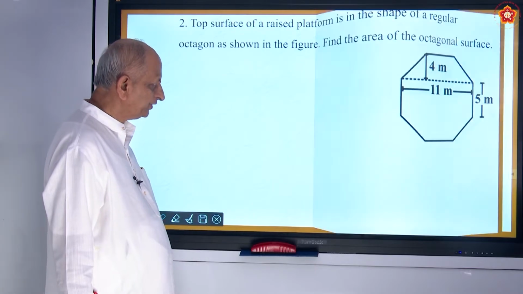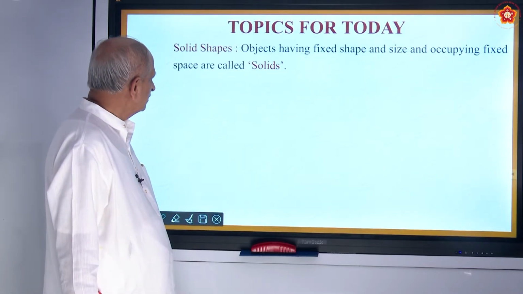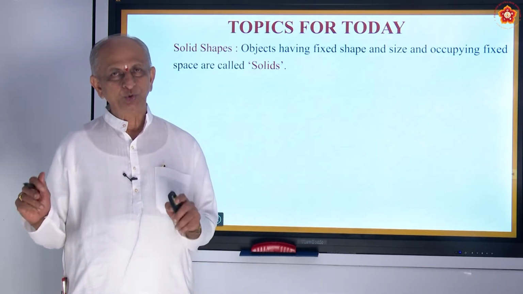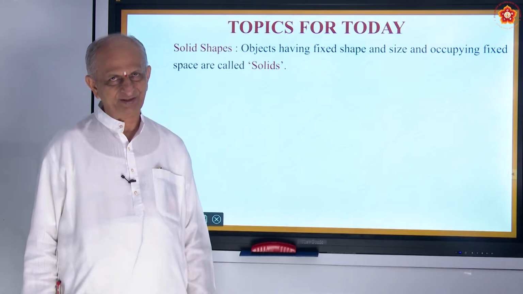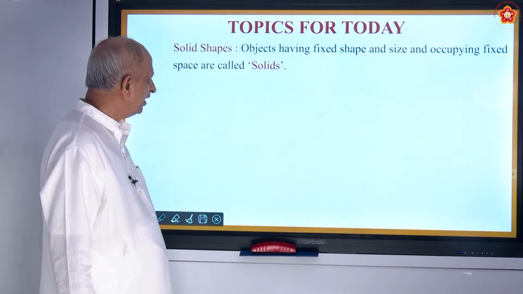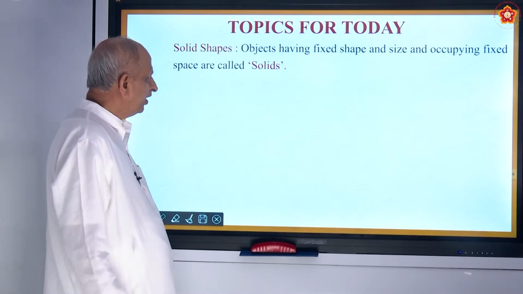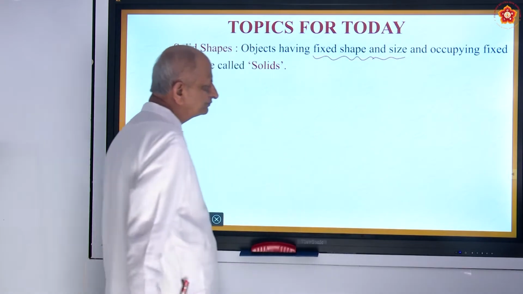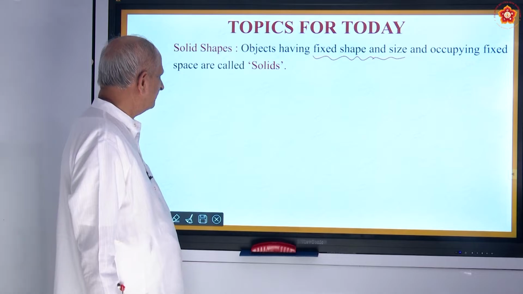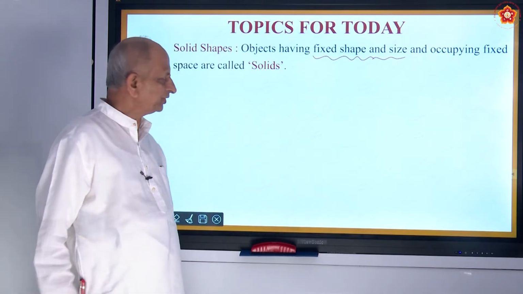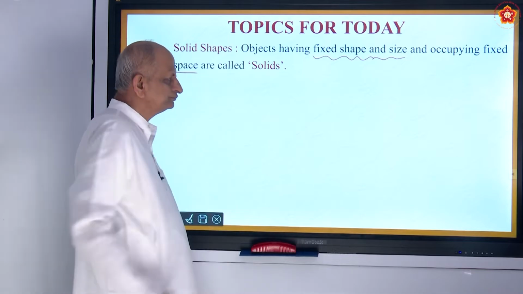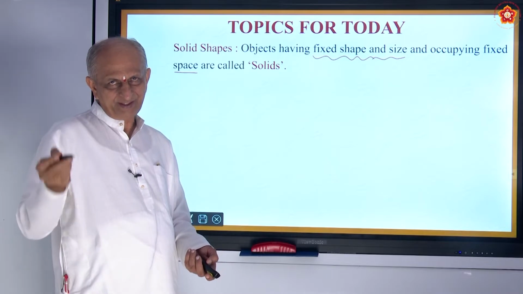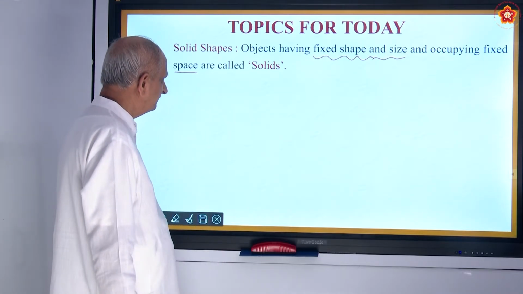Okay. Then we pass on to today's topic. Solid shapes. So far we have been studying 2-dimensional figures. We have been studying rectangles and all. Now we are talking about solid shapes. What are solid shapes? Objects having fixed shape and size, occupying fixed space are called solids. So they occupy space. So far we have studied only L and B. But now L, B, H, because they occupy space.